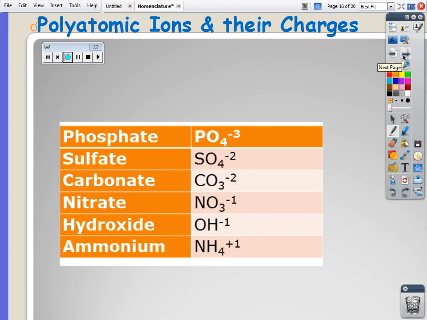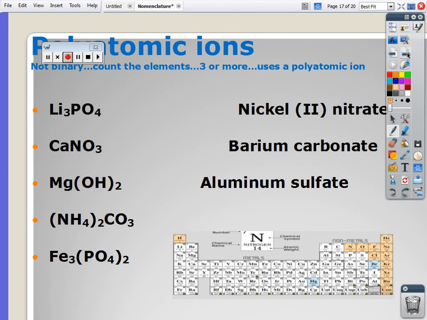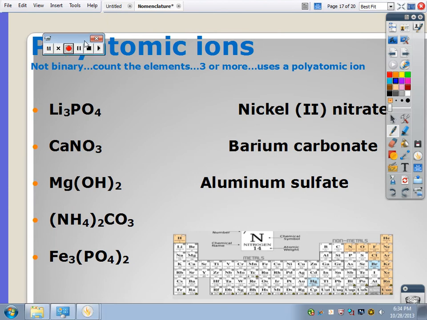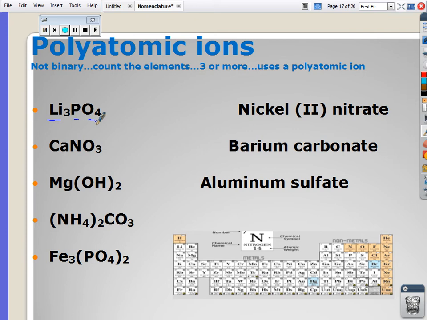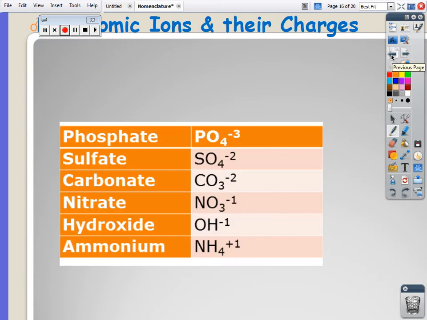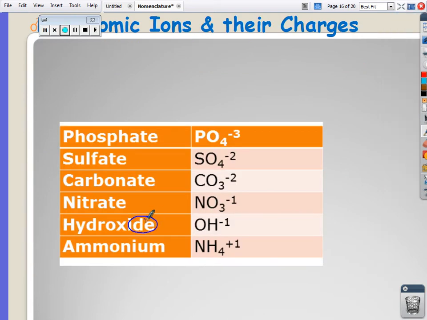And now we're going to use these. I'll flip back and forth between this page and the next one. So if you look, let's count. Let's move this up here. 1, 2, 3, 1, 2, 3. These are not binary, are they? See, not binary. They have 3 or more, every single one of them. And on these, I know there's nitrate. The other ones ended in -ate, didn't they? And the only one that's an exception, well, there's a couple exceptions, but for now, this is hydroxide. It's an exception, and it's -1, hydroxide.